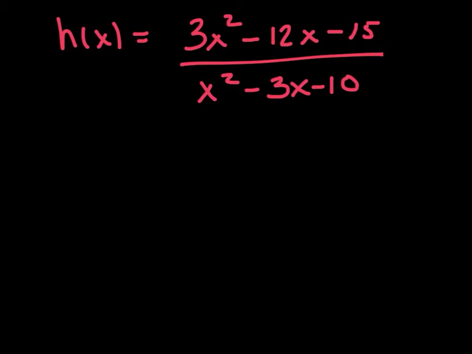All right, well, that leads us into our next example. So we have h of x equals 3x squared minus 12x minus 15 over x squared minus 3x minus 10. The ball's in your court. We need to get everything: holes, vertical asymptote, horizontal asymptote, x-intercept, y-intercept. Pause it, work this out, see if you get what I get. I'll see you in a few seconds.